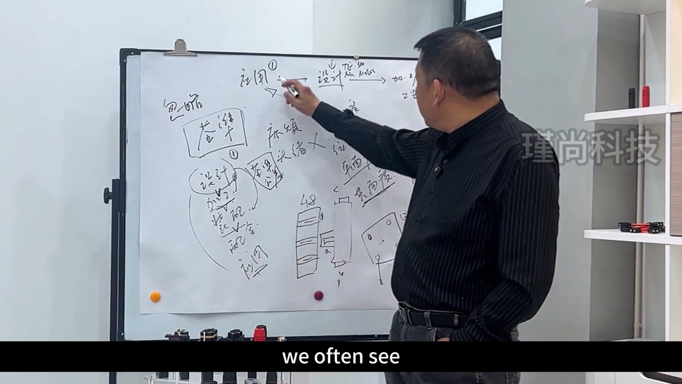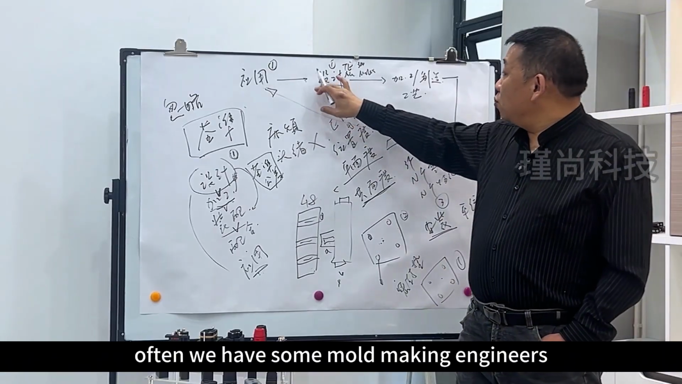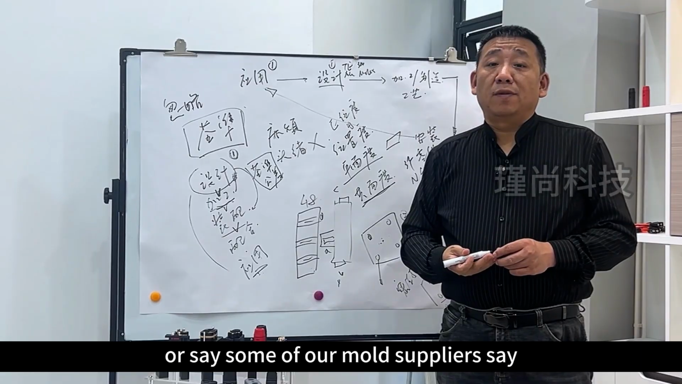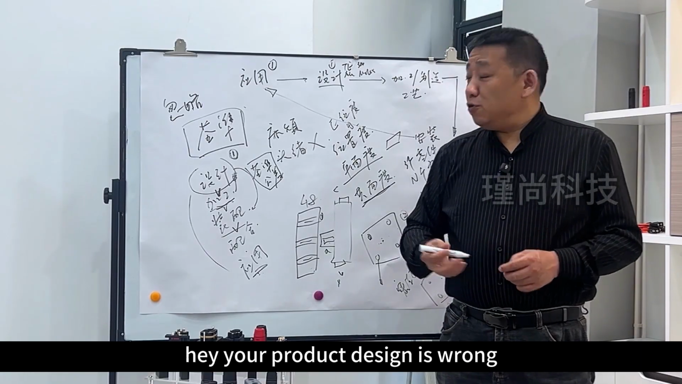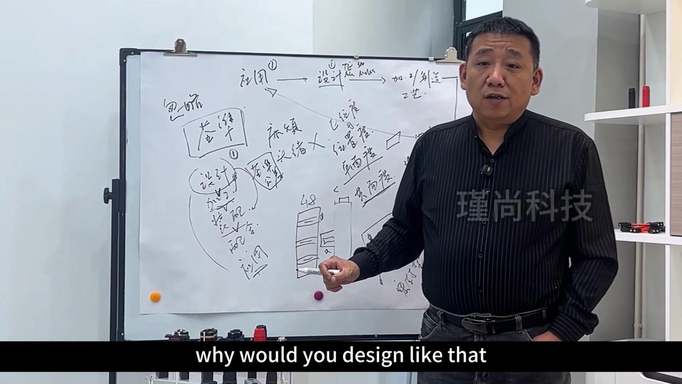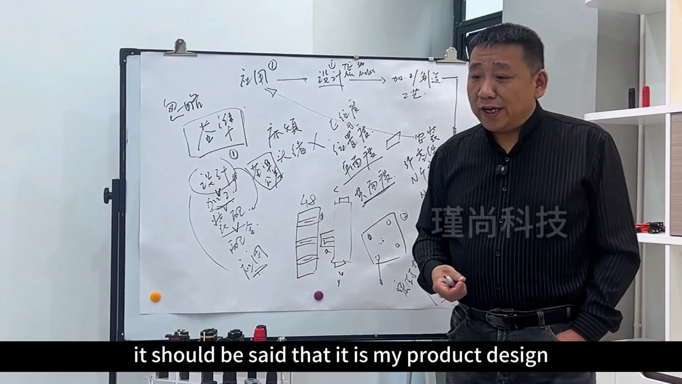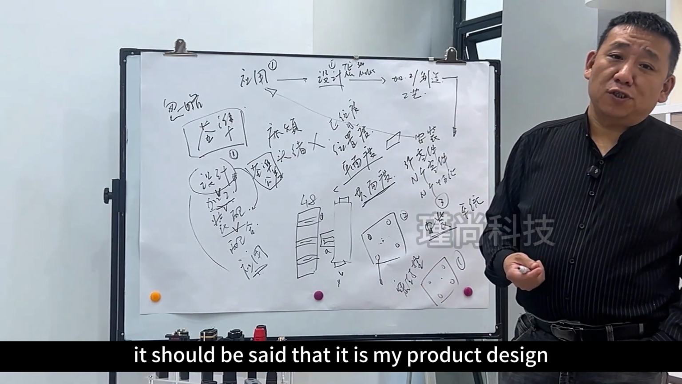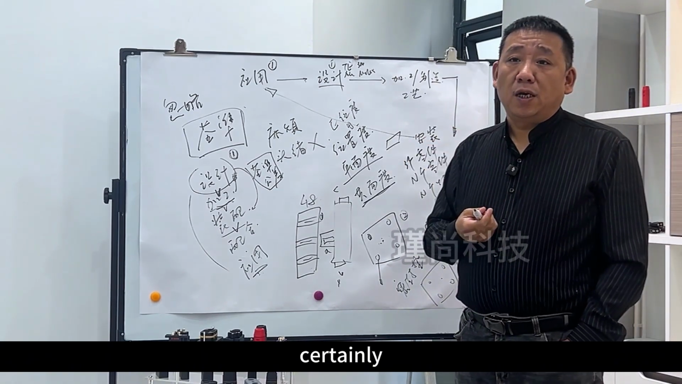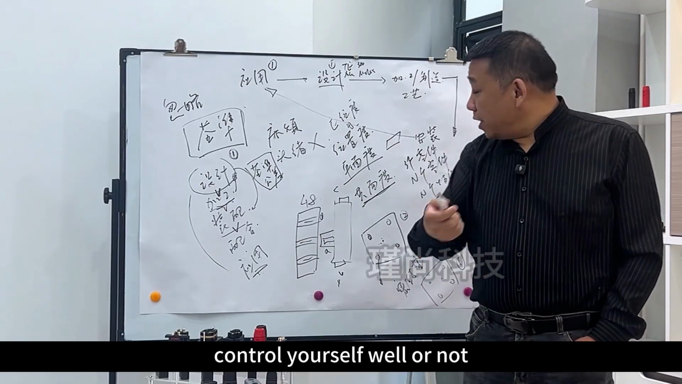We often see, in some products, when there are special quality problems, that our mold-making engineers or mold suppliers say, hey, your product design is wrong. My mold is processed like this. Why would you design it like that? In theory, it's not supposed to be that way. It should be said that it is my product design, and your mold is not made according to my product design. Certainly, it depends on how well we control this design benchmark.